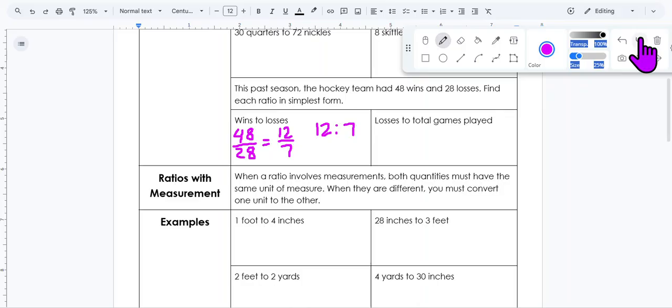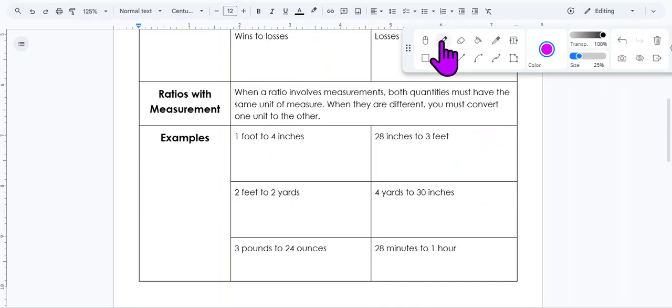The next one says losses to the total games played. So I can see that they have 28 losses, but to find the total, they have 48 wins and 28 losses. So I have to add those two together, and that gives me 76. So I have 28 to 76. And I can reduce that because, once again, those can be divided by 4. 28 divided by 4 gives me 7. 76 divided by 4 gives me 19. So I have 7 to 19. 7 losses for every 19 games played. That's for this hockey team.